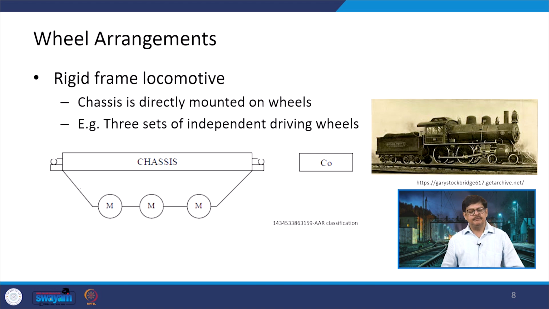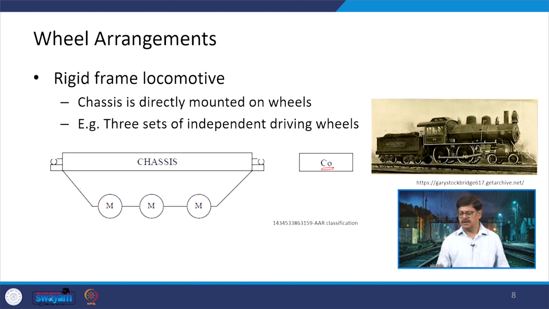The another case can be a rigid frame locomotive. Here chassis is directly mounted on the wheels. Say if you take the example here, M is for the motor. So, this is a motor driven wheel which is being provided and there is a chassis at the top of it. So, there are 3 sets of such independent driving wheels, and because there are 3 sets of independent driving wheels, it comes out to be CO.